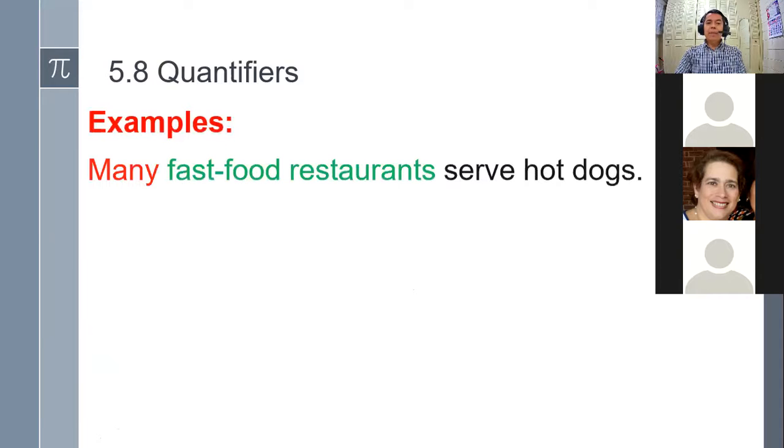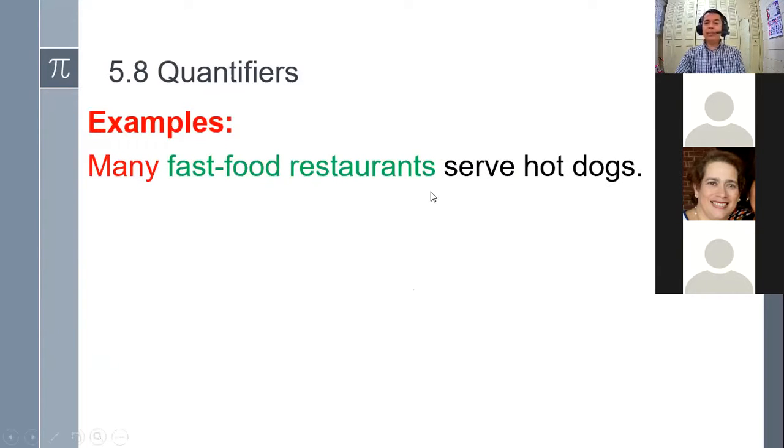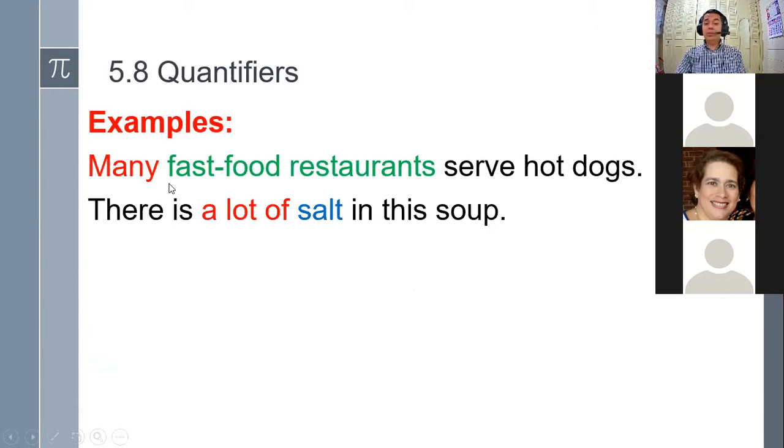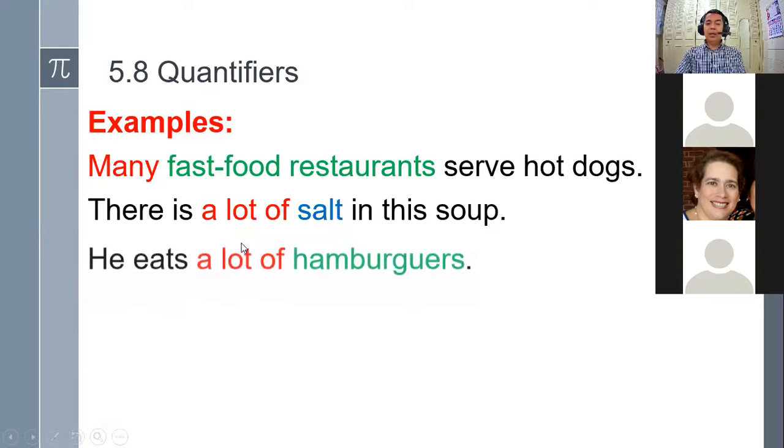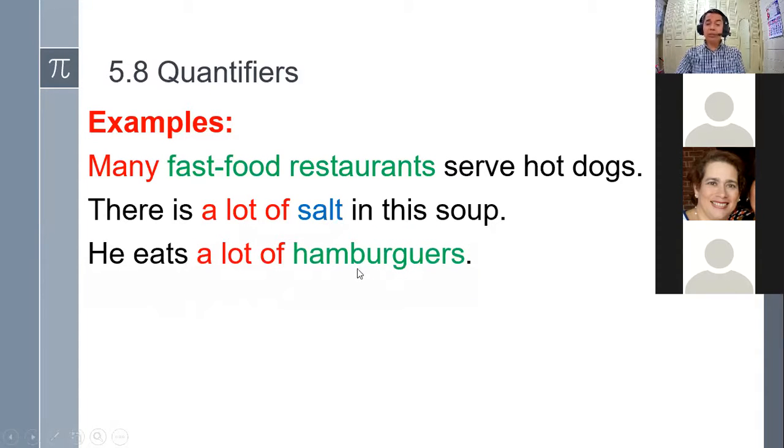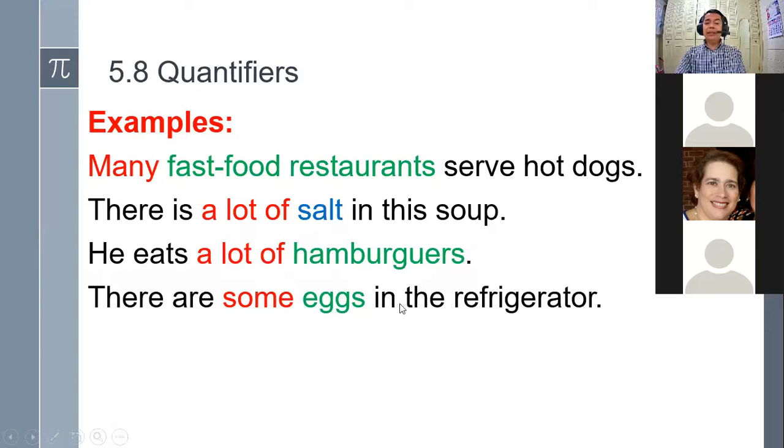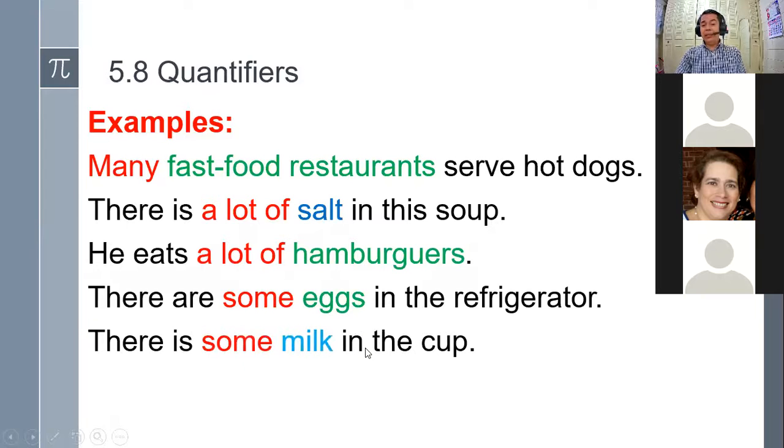More examples, right? Many fast food restaurants serve hot dogs. So many can be used only with countable, right? There is a lot of salt in this soup, right? Le echaron mucha sal. Salt is uncountable. A lot of hamburgers. Hamburgers are countable, so you can say a lot of salt, a lot of hamburgers. There are some eggs in the refrigerator. Some is for countable. And some milk in the cup. Some is for uncountable too, right?